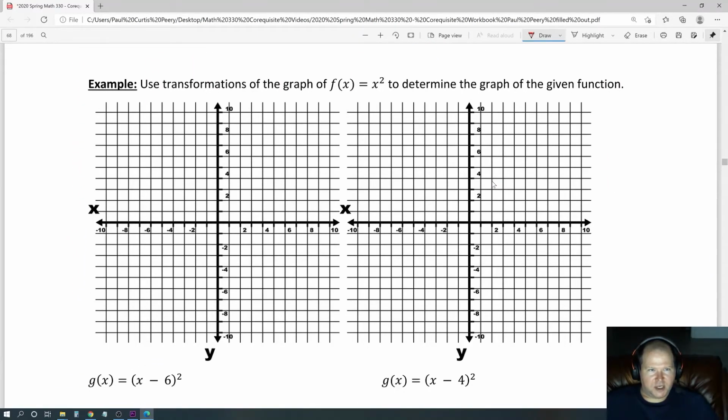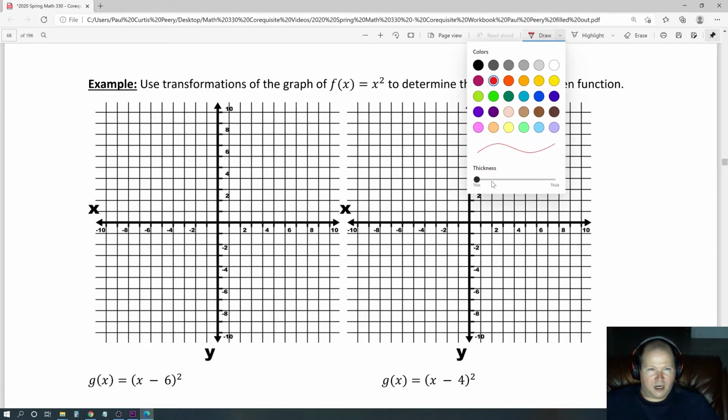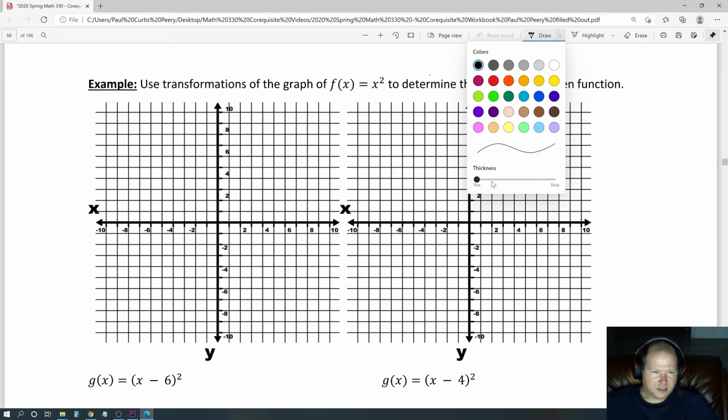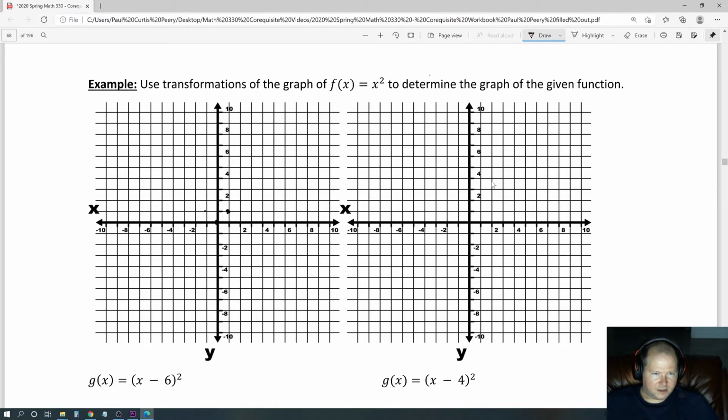Okay, so let's try the next one. Use the transformation of the graph of f of x is equal to x squared to determine the graph of the given function. Okay, so we can draw the original ones, which would be here, here, here, here, here, and we would have one here, and we would have one there. So it should be like that.